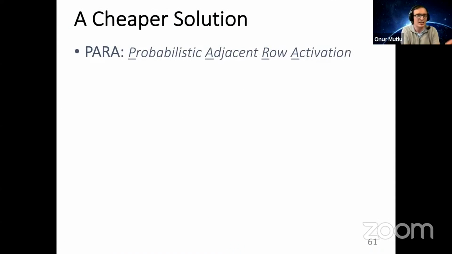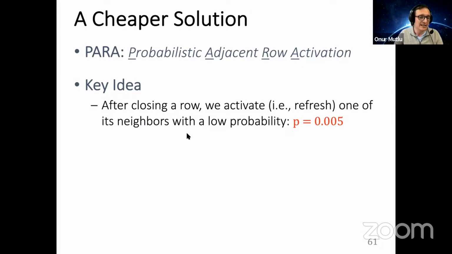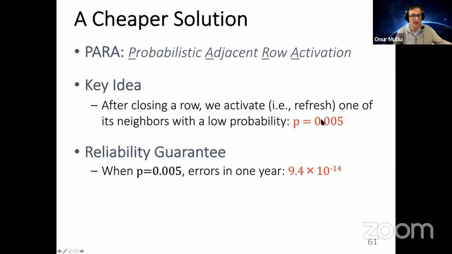Okay, our solution is simpler. Very quickly, it's so simple that I think you'll be able to appreciate it. But basically, it's probabilistic. With very little probability, after you close a row, we activate the adjacent rows. This means that we refresh the adjacent rows with very low probability, just the adjacent rows. And the probability is very little, as you can see over here, 5 out of 1,000 times. And if you're paranoid, you can increase that probability, of course. And this gives you a great reliability guarantee.